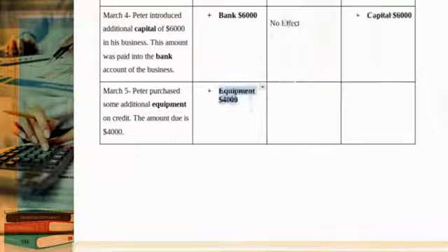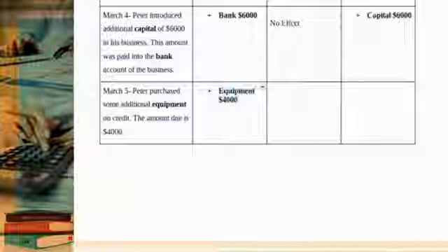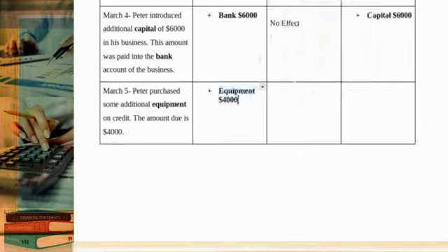And the other item affected would be creditor. And how do we know that? Peter purchased some additional equipment on credit. So this affects the amount owed to creditor. So we need to go to the liability section of the table because creditor is a liability, and we need to show that Peter now owes for this equipment. So we're going to have plus creditor $4,000.